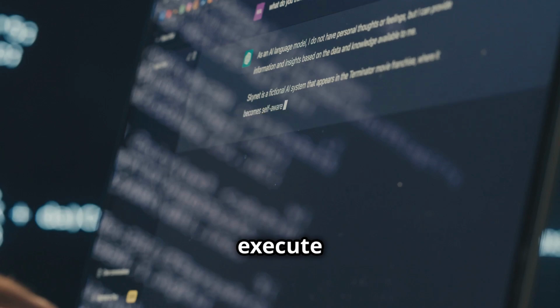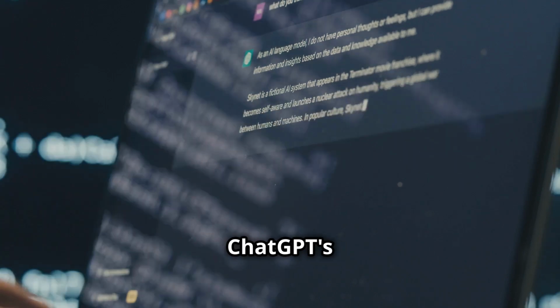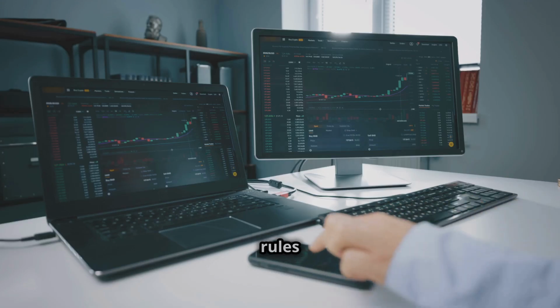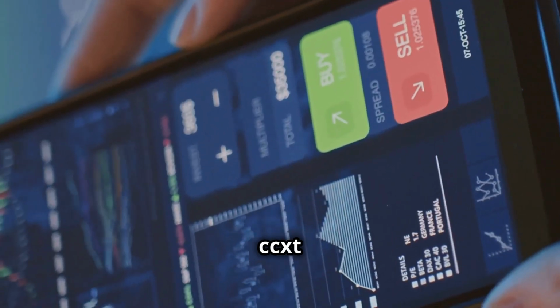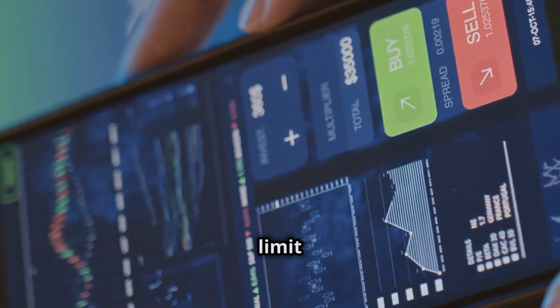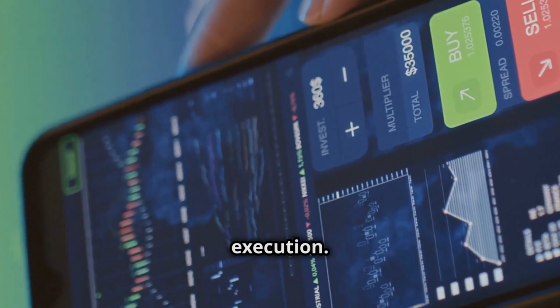Our bot can now execute trades autonomously based on ChatGPT's guidance. We define rules and thresholds that trigger specific trading actions. The ccxt library helps place market or limit orders, ensuring consistent execution.